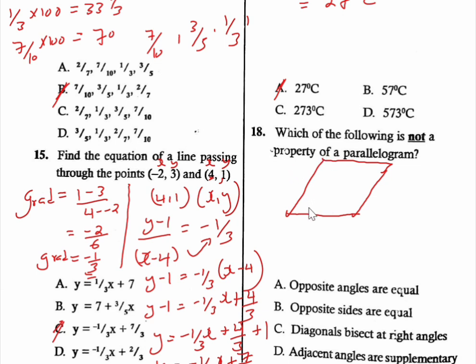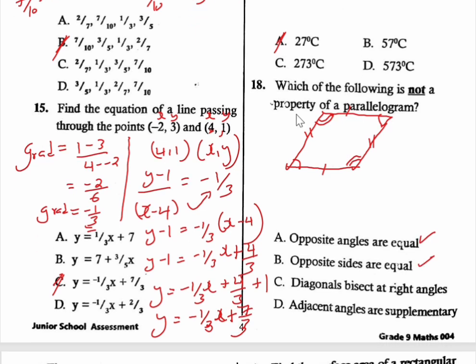So you know that the opposite sides are equal. If this side is 4, then this side will also be 4. Also this side and this side are equal. Therefore opposite sides are equal, that is true. Next, opposite angles are equal. This means that this angle is equal to this other angle, and also this angle is equal to this other angle. That is what we mean by opposite angles. So opposite angles are equal, that is true.